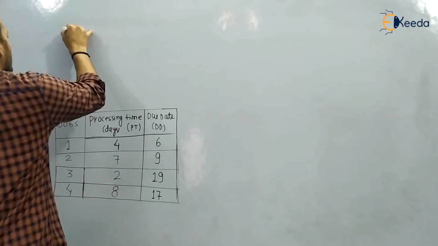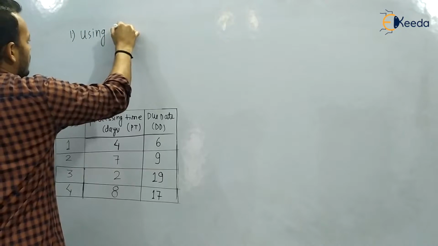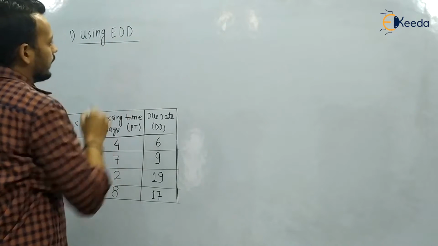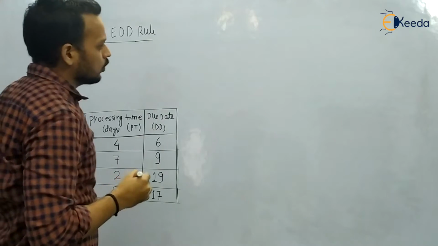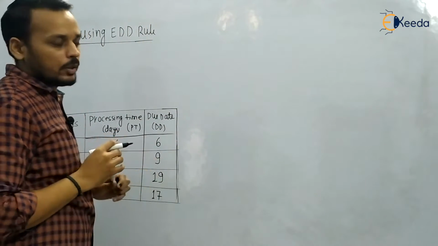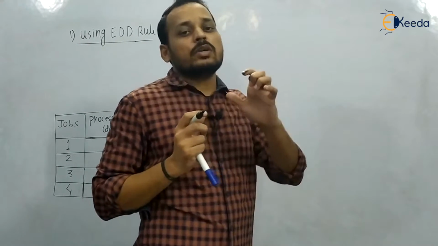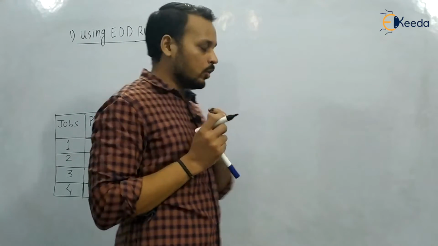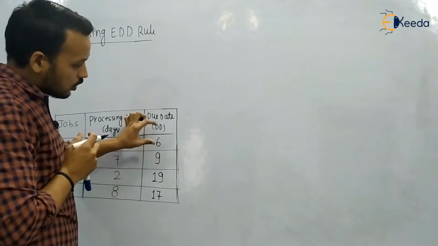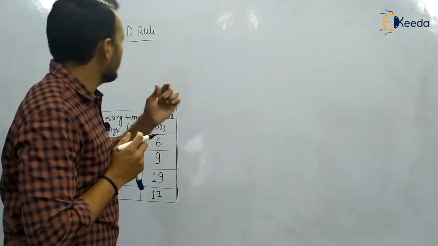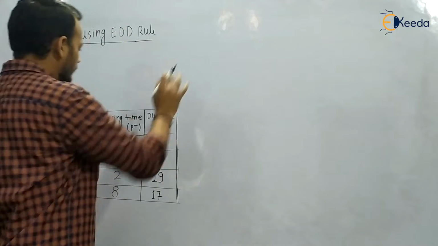The first question says using the earliest due date rule, that is the EDD rule. What we have to do is make a new table and arrange the jobs in increasing order of their due date. You can see the due date column is given. Because we are using the earliest due date rule, we arrange the jobs in increasing order of due date. So we will make the table once again.